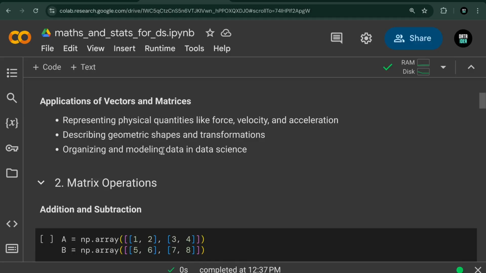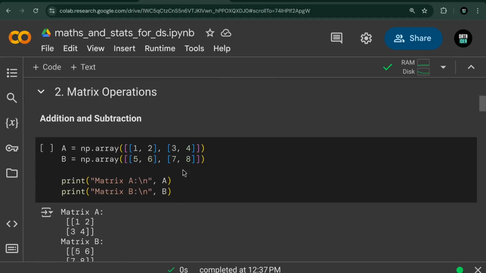Now that I've mentioned vectors and matrices, there are just some basic matrix operations that you may want to know as a data scientist. So you may want to know how to add and subtract matrices. Here I have some examples, and again I'm using NumPy. NumPy is a library for mathematical stuff for data scientists.